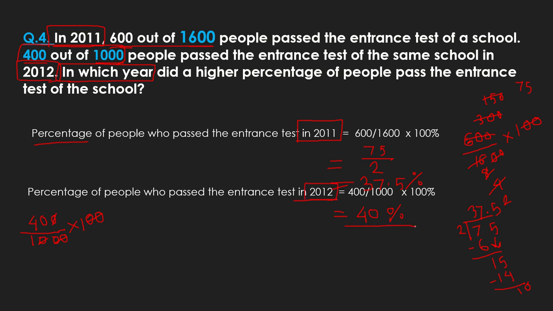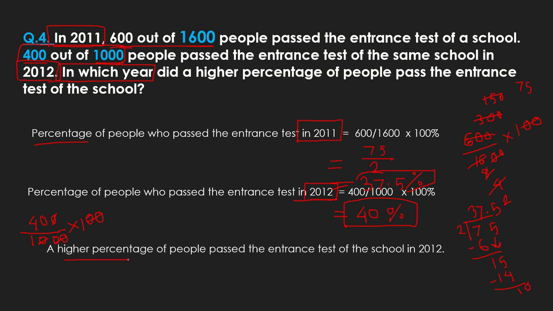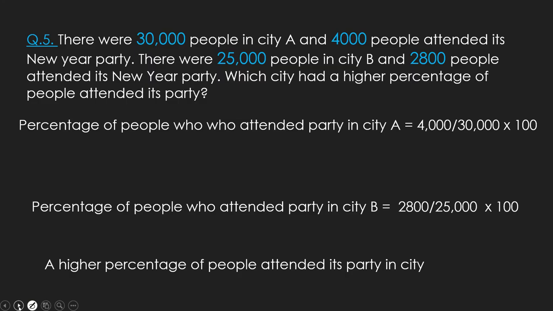So now you analyze which one is a larger percentage, 37 or 40. Pause the video and try to figure it out. A higher percentage of people passed the entrance test of the school in 2012. All right, this is our answer, guys. Let's go to the next one.